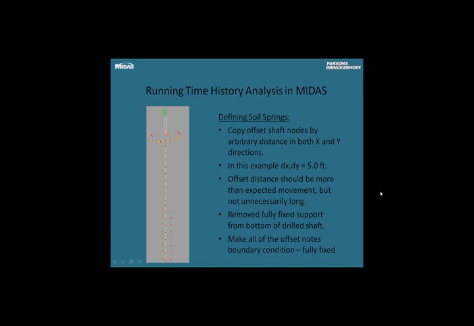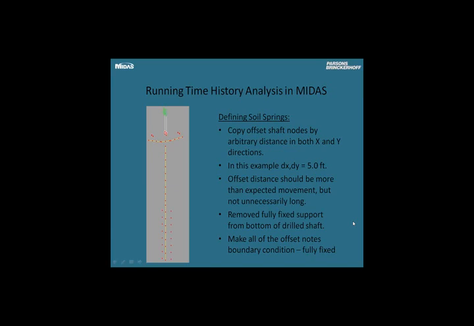Okay, so defining our soil springs. The way that you do it is you copy offset your shaft nodes at some arbitrary distance in both the x and y direction. For this example, I use 5 feet. And it's important to note that your offset distance should be more than your expected movement during the time history analysis. But you also don't want it unnecessarily long where there could be computation problems.